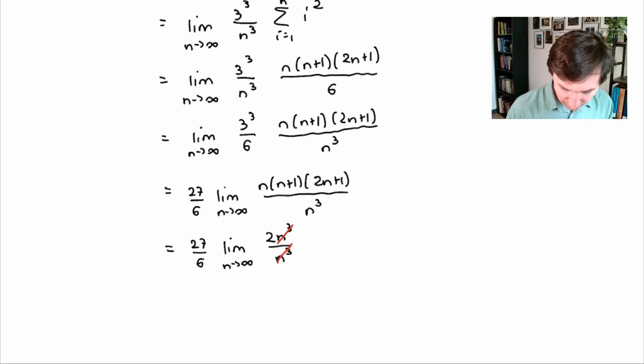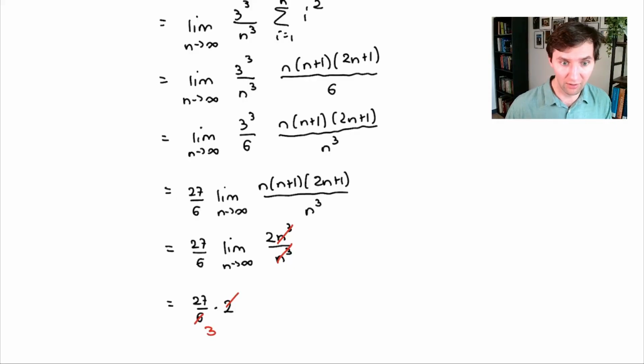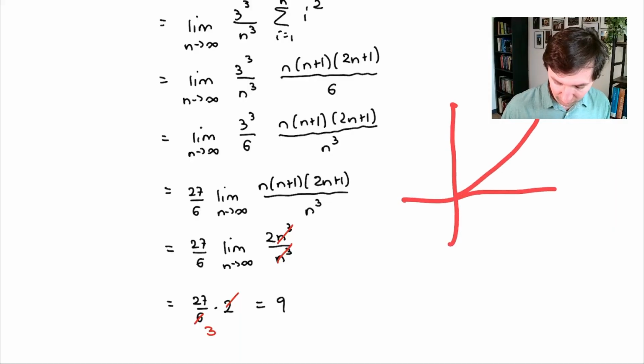The limit of 2 is 2, which gives me 27 divided by 6 times 2. 6 and 2 divide out, giving me 3 in the denominator. 27 divided by 3 is 9. This shows that the area of the region under the graph of the function x squared between 0 and 3 must be 9.